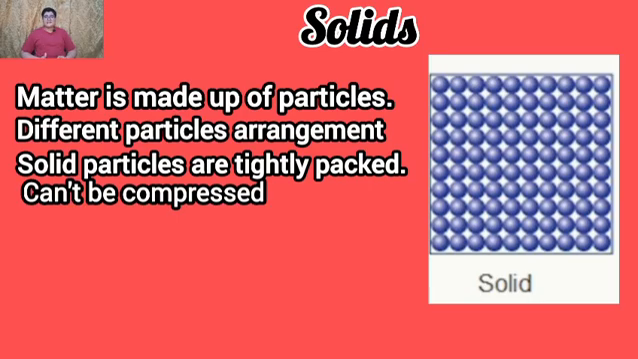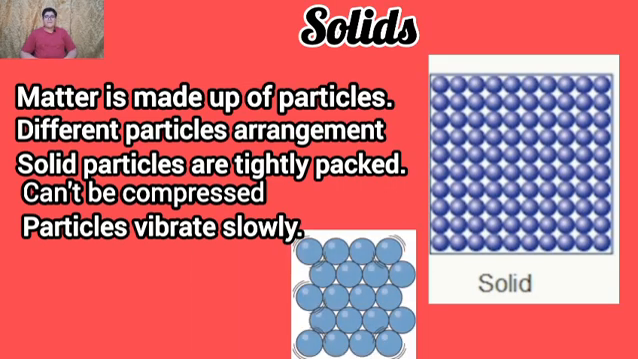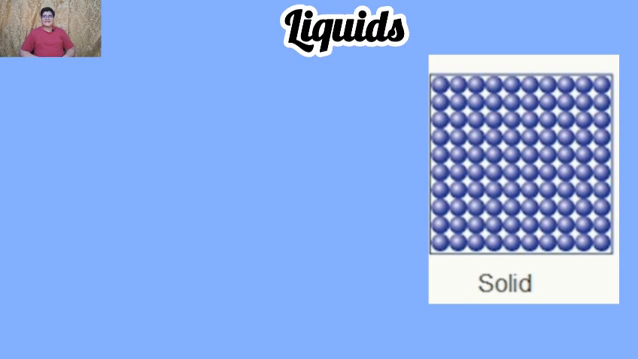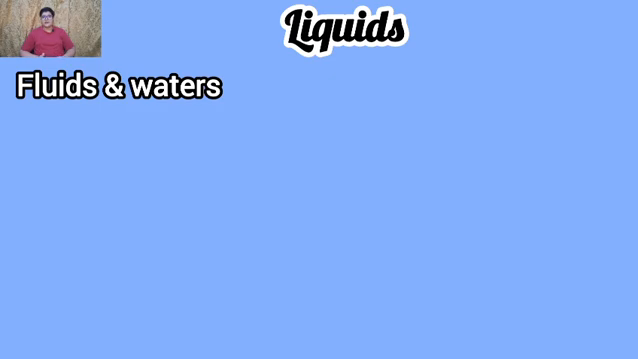The particles in a solid vibrate very slowly as they are very tightly and closely packed. The solid particles do not move freely around each other, nor are they totally still, but they are vibrating very slowly. Next is liquid. Liquids are objects in the form of water. In a watery shape, the objects are liquids.